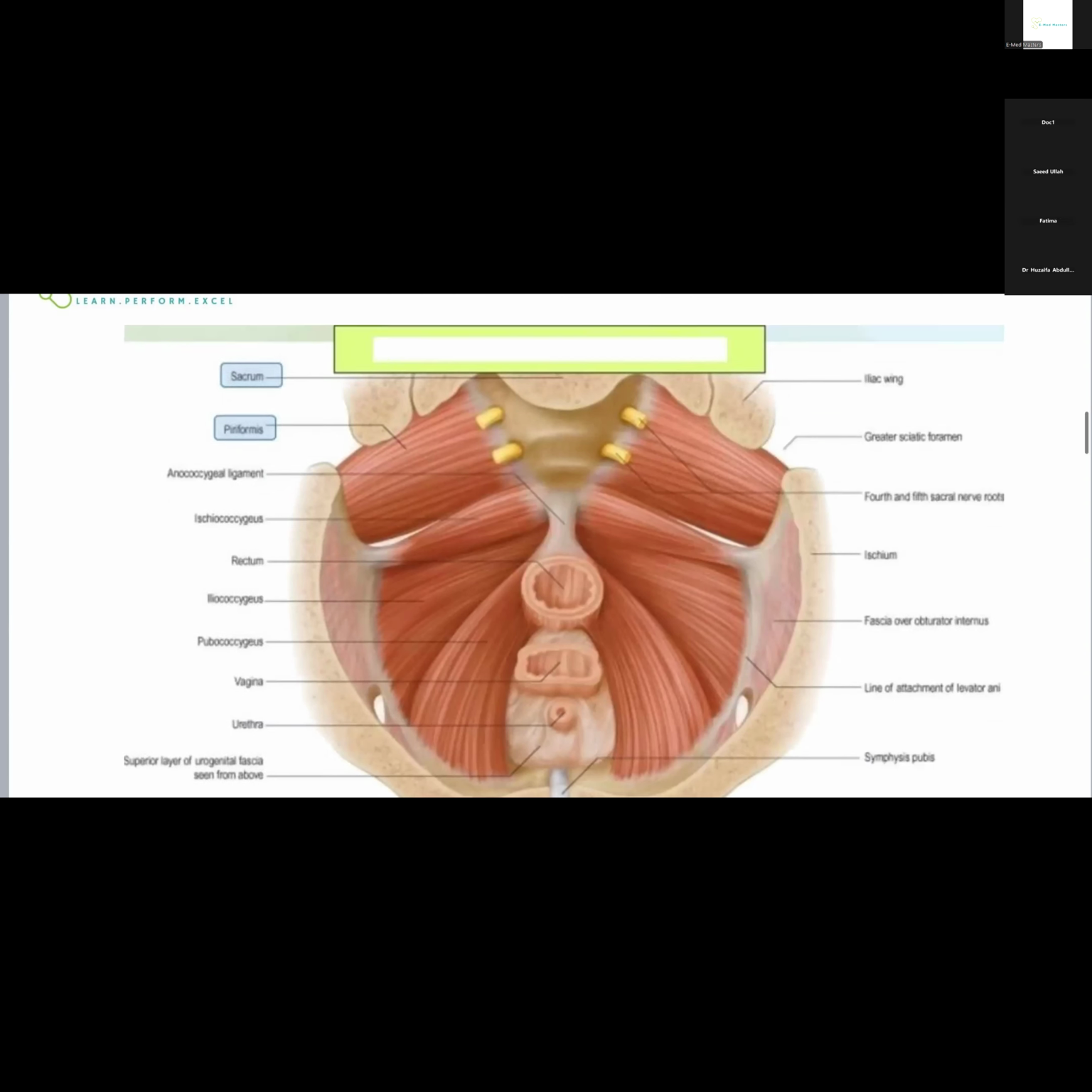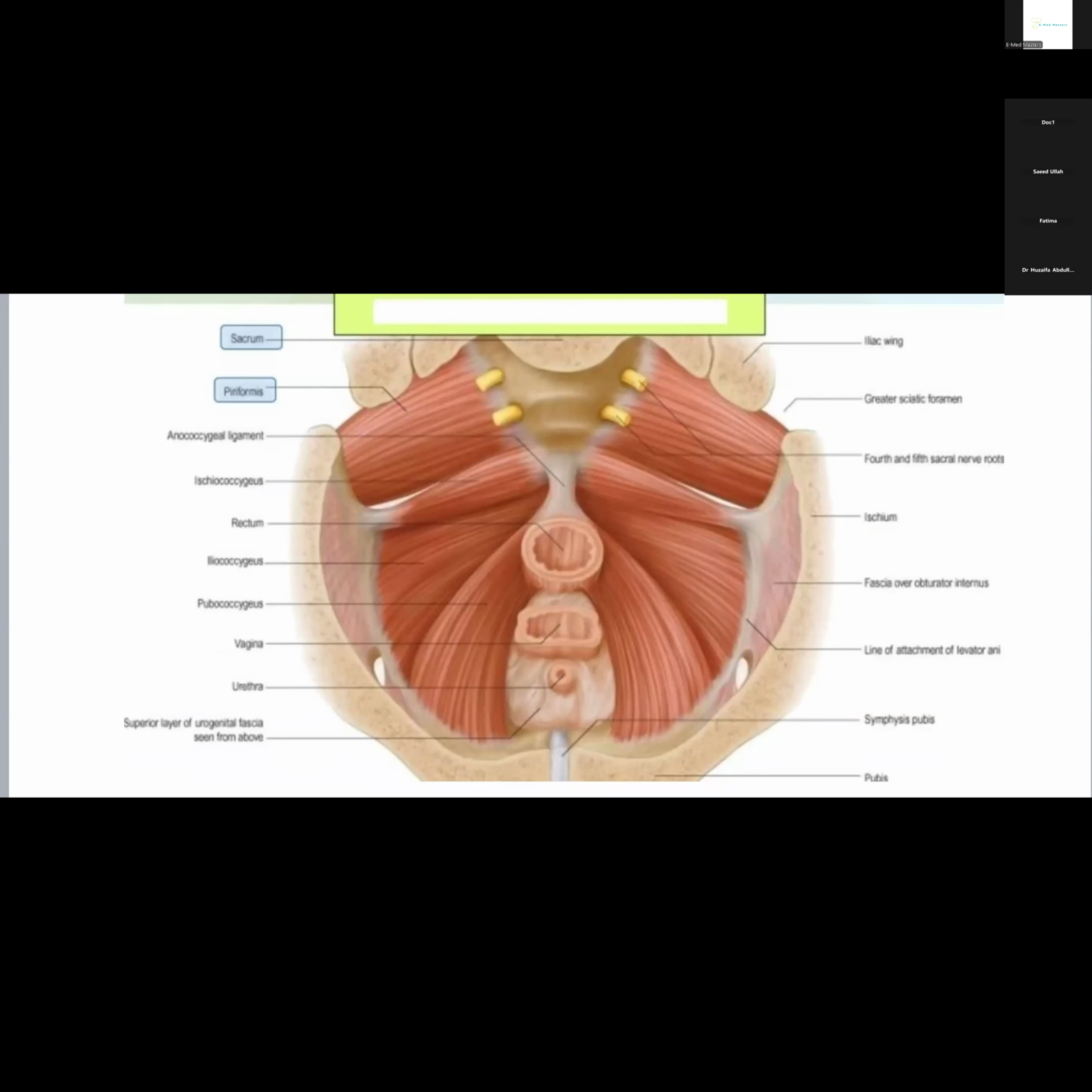This is the picture. You can see here, posteriorly it is lateral to the sacrum, there is the piriformis muscle. Anteriorly, there are the three parts of the levator ani muscle: pubococcygeus, iliococcygeus, and ischiococcygeus. These are the three parts of the levator ani muscle, and this is the anococcygeal ligament that is supporting the anal canal or rectum. And anteriorly, it is deficient and it allows the passage of the vagina and urethra. And so this is the superior layer of urogenital fascia that completes this gap.